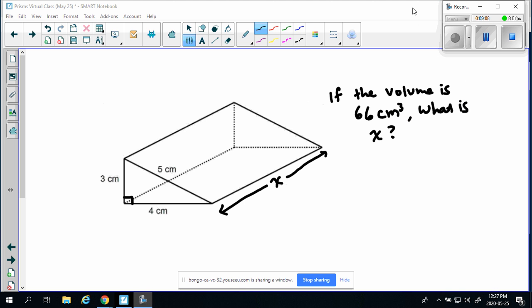Okay, this one's quite tricky. They have given you the volume. They want you to find x, which is the length of the wedge. Can you do it?